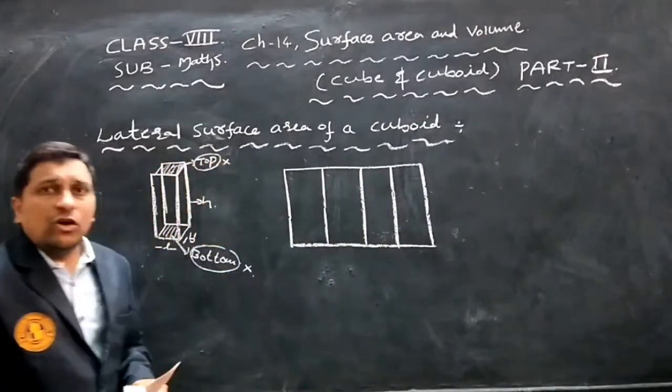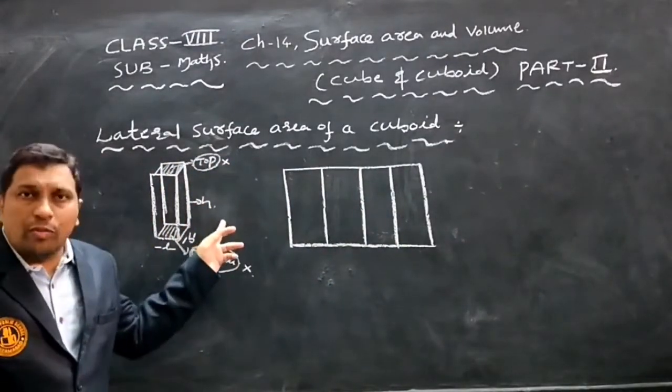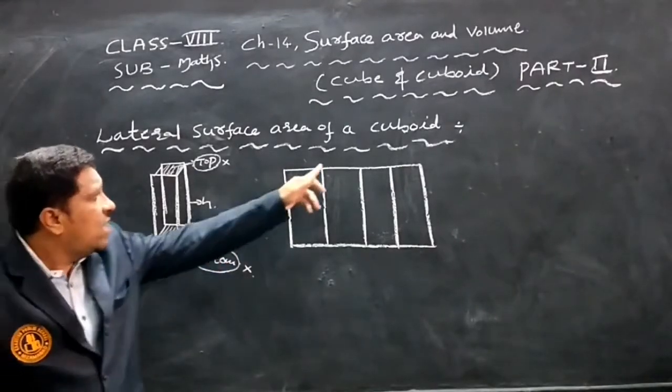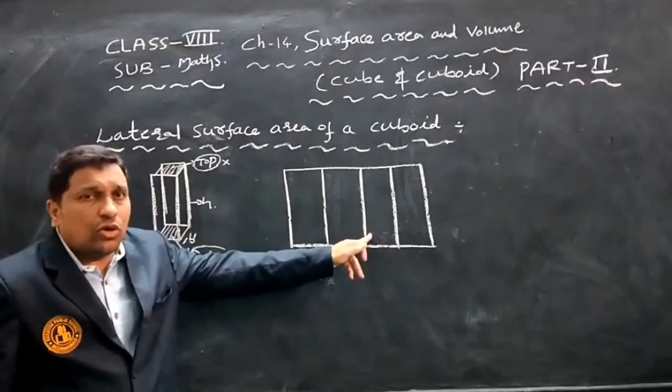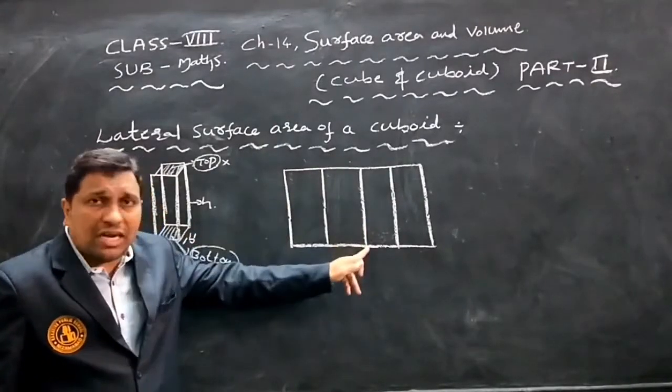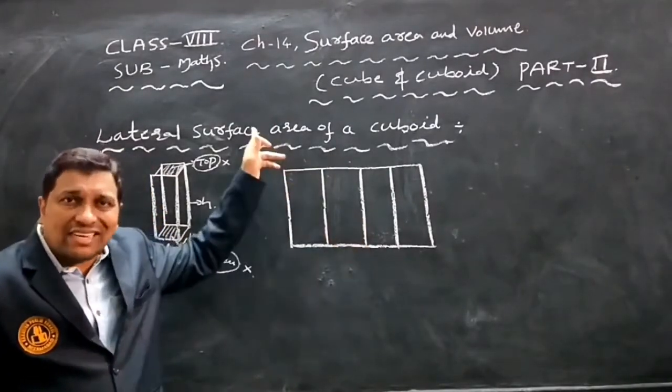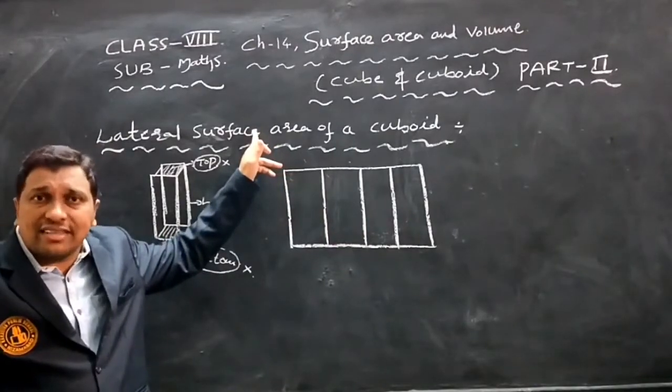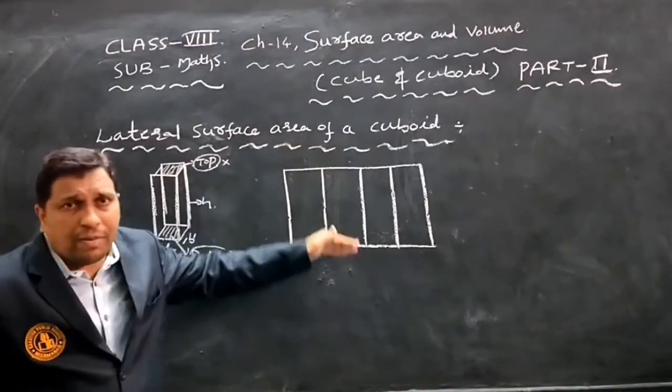This is the open format of this cuboid. What will happen here? We remove the top and bottom, so there is no need to draw them, because this is the lateral surface area, where we remove the top and bottom.